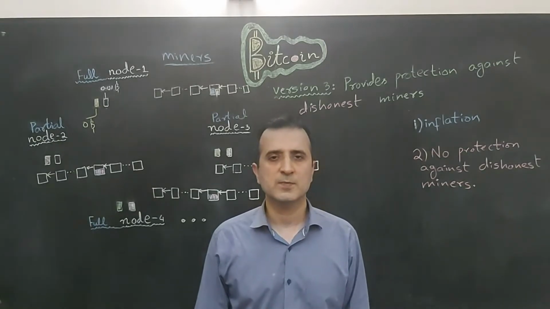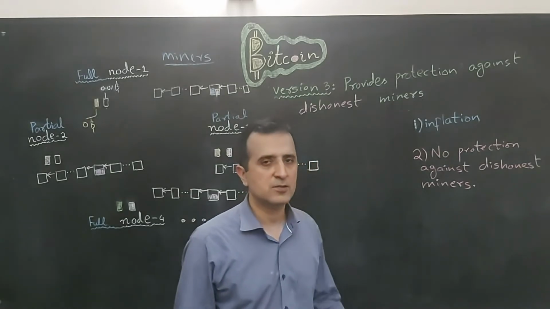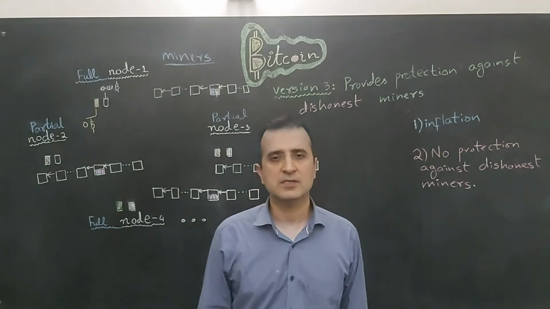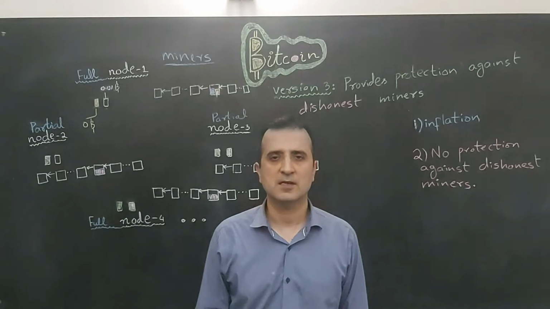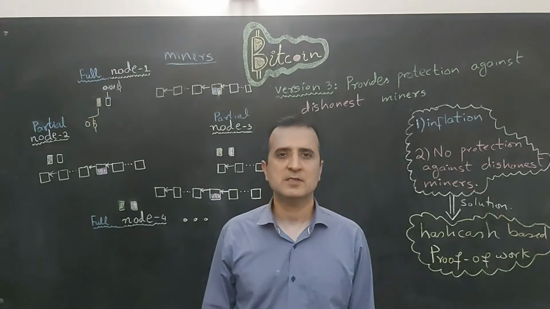To solve both of these problems, that is excessive inflation and dishonest miners, Bitcoin uses a Hashcash based proof of work system. Let me first clear the board to demonstrate how Bitcoin's proof of work functions.